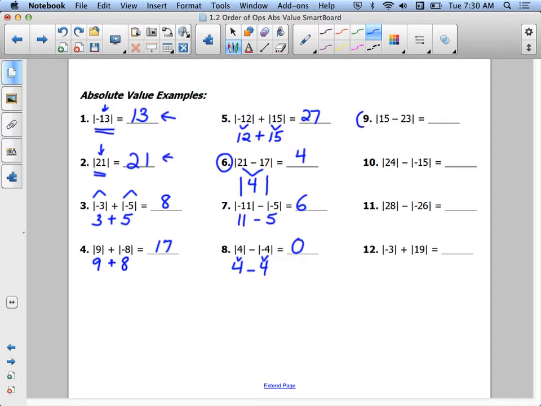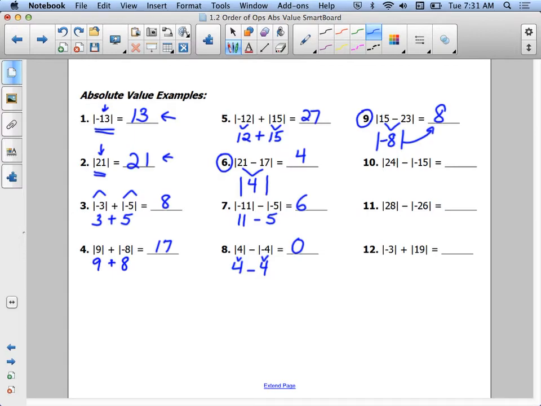Looking at number 9, again, this was like number 6. We have an expression inside the absolute value bars. We must first simplify that expression and then take the absolute value. So inside the absolute value bars, we have 15 minus 23. If you recall your integer addition and subtraction rules, that would give us a -8. The absolute value of -8 is +8. Whatever number is inside that absolute value, once you've simplified it down to one number, you'll have the positive value of that number.